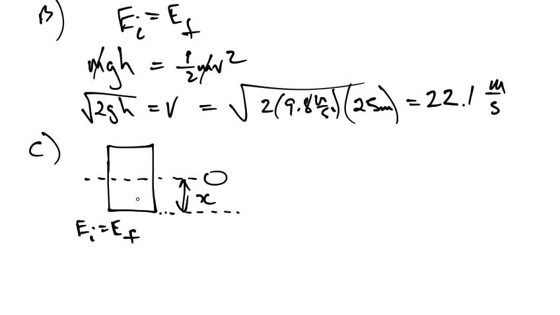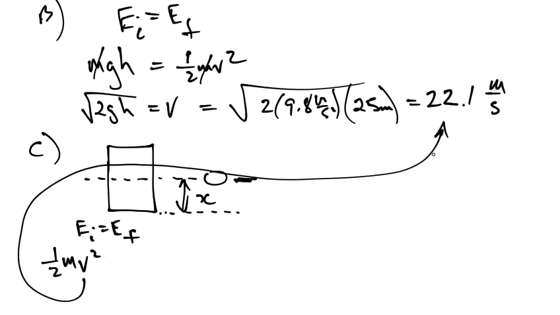initially at this location here, it doesn't have any gravitational potential energy because it's at 0. It does have kinetic energy, 1/2 mv squared. And remember, this v here is that. And also, we have no initial elastic potential energy either.